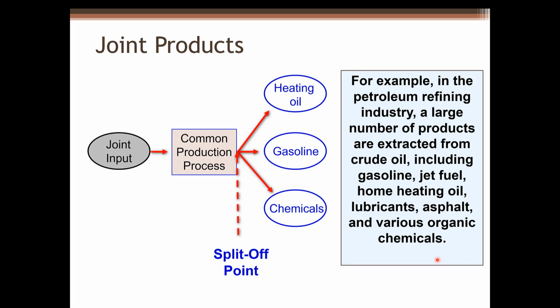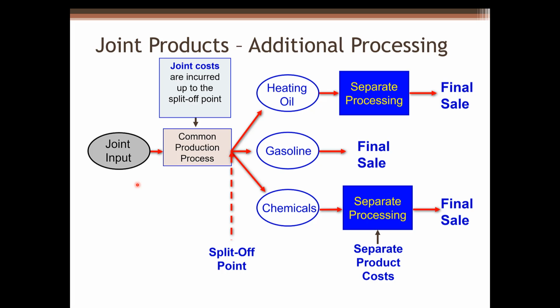For example, in the petroleum refining industry, many products are extracted from crude oil, including gasoline, jet fuel, home heating oil, lubricants, asphalt, and various organic chemicals. These products are produced from a single input, crude oil. Joint costs are incurred during the common production process and up to the split-off point.